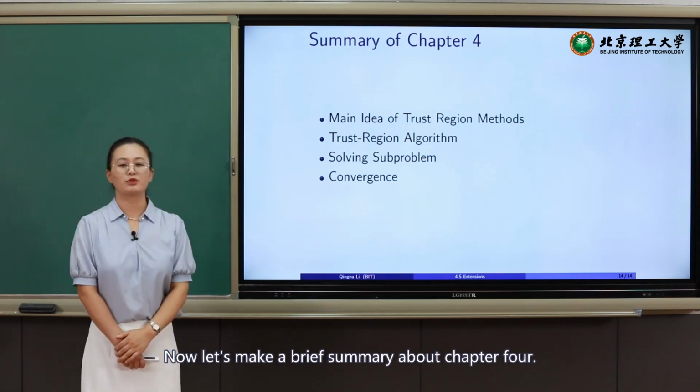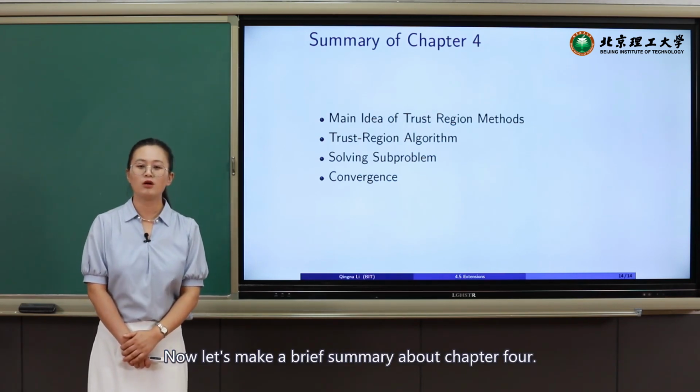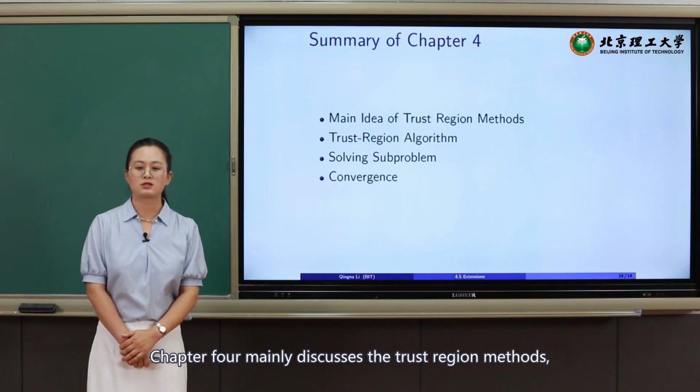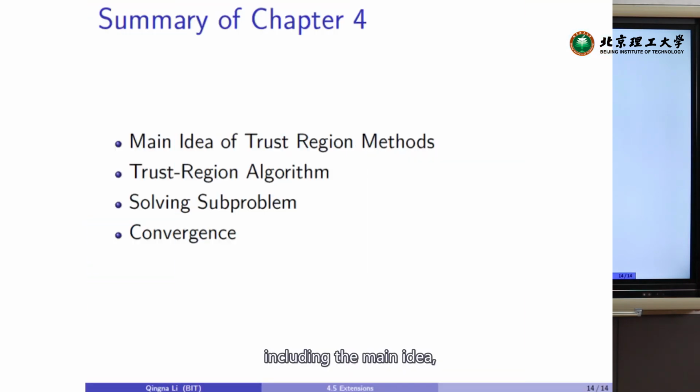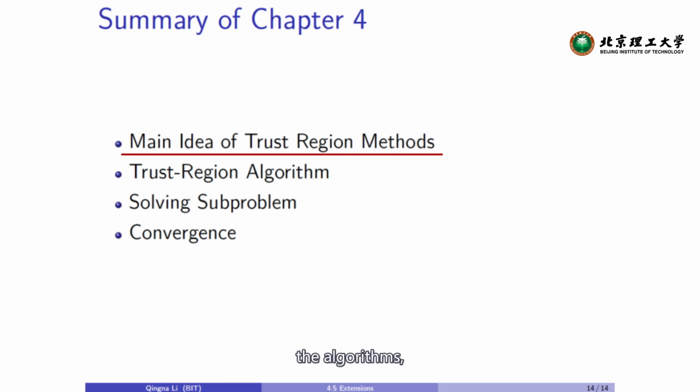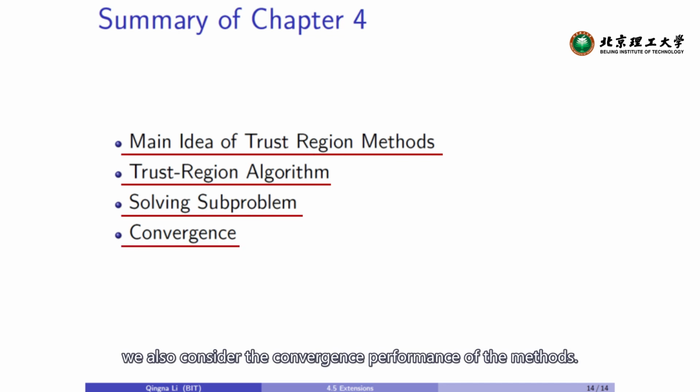Now, let's make a brief summary about Chapter 4. Chapter 4 mainly discusses the trust region methods, including the main idea, the algorithms, as well as how we solve the subproblem. Finally, we also considered the convergence performance of the methods.